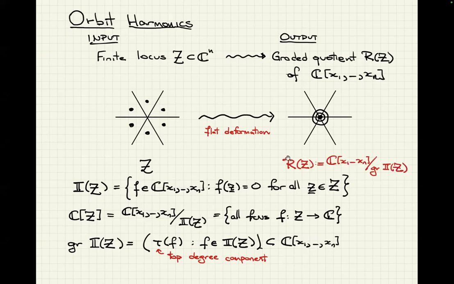And the quotient of my original polynomial ring in n variables by this new homogeneous ideal, this is what I'm calling the orbit harmonics quotient. So this is the procedure. Start with the point locus, look at the vanishing ideal, take the associated graded, take the quotient by the associated graded.